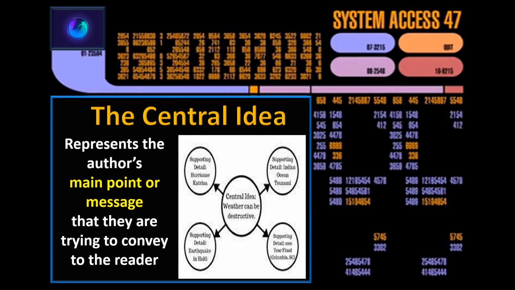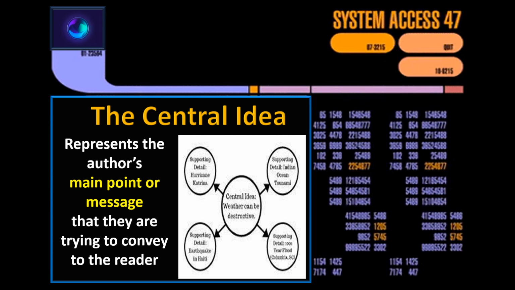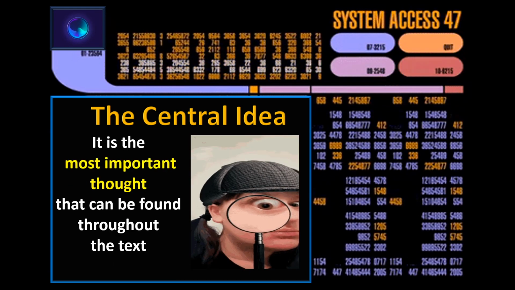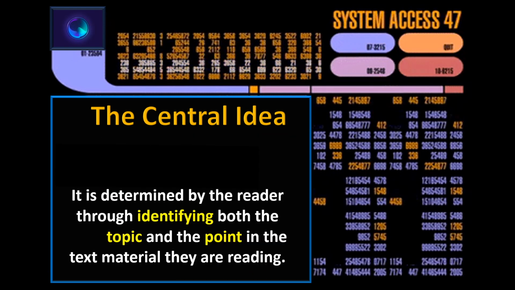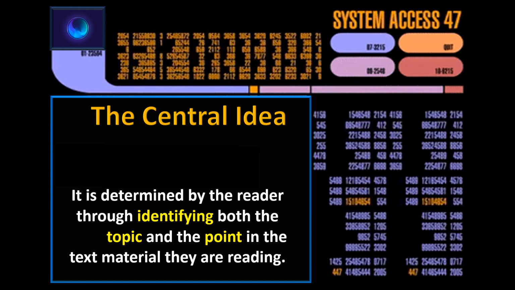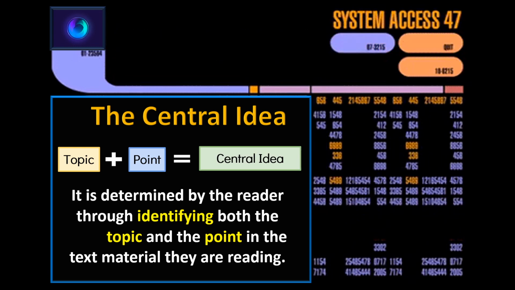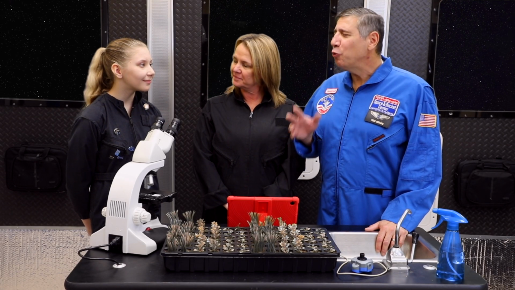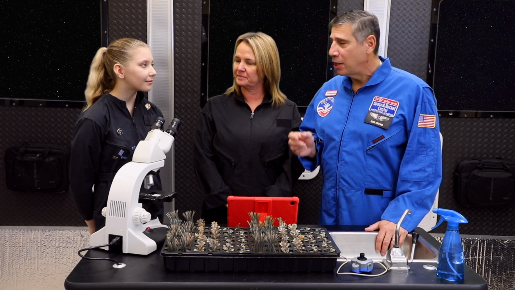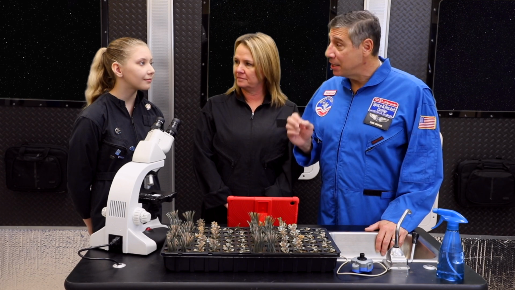The central idea represents the author's main point or message that they are trying to convey to the reader. It is the most important thought that can be found throughout the text. It is determined by the reader through identifying both the topic and the point in the text material they are reading. Very good, Aurora. You see, Erica, when you're reading non-fictional text, you have to be on the lookout for what we call relevant details.